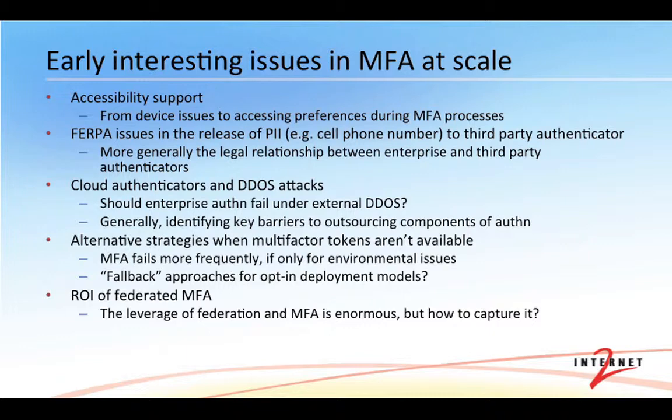Alternative strategies when multi-factor tokens aren't available. The students on a dig in Tanzania. The doctors in a shielded room. Second factor's not working. What do you do? This turns out to be a real problem with MFA. Not a reason not to do MFA by any means, because there's evil out there, but something to compensate for and build policy around. And we've had a set of campuses now develop compensatory policies in this space.